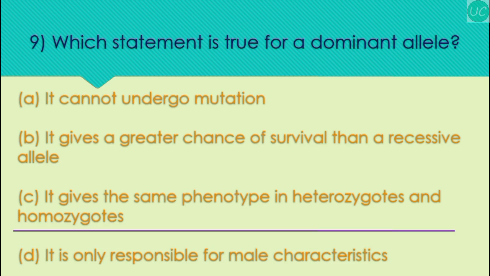And option D, it is only responsible for male characteristics. So this is wrong. Maleness or femaleness of the organism has nothing to do with the dominant allele. It has nothing to do with the sex chromosome of the organism. Okay, so option C over here is correct.